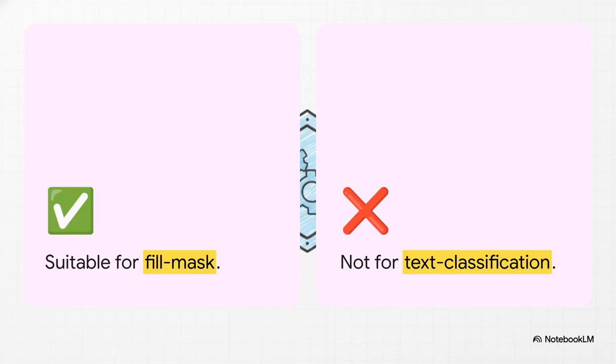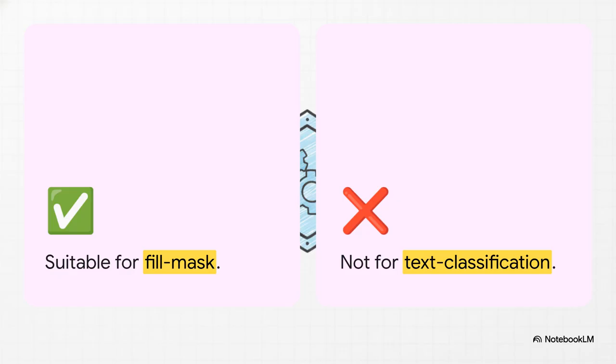But if we try to force that exact same checkpoint into a text classification pipeline, the results you get won't make any sense at all. Why? Because the specific structural head of this model just isn't built for text classification. It's a completely different job. So always make sure you're using the task selector in the Hugging Face Hub interface to pick appropriate checkpoints for your specific needs.